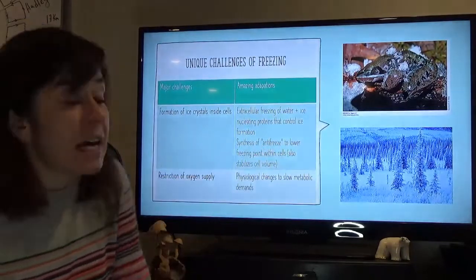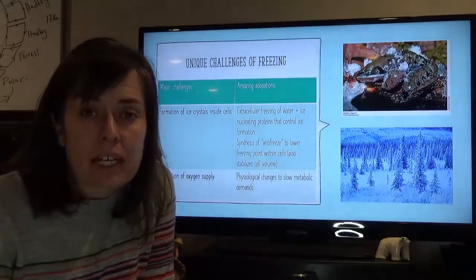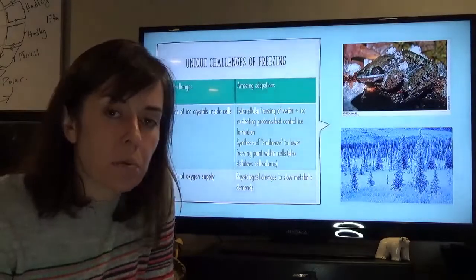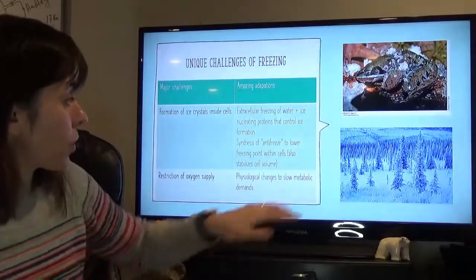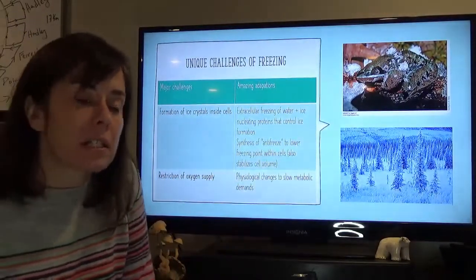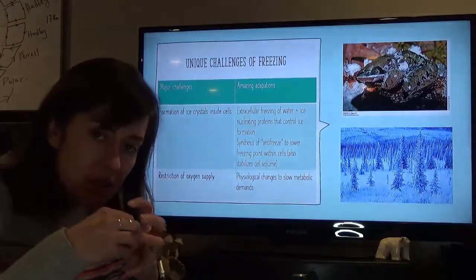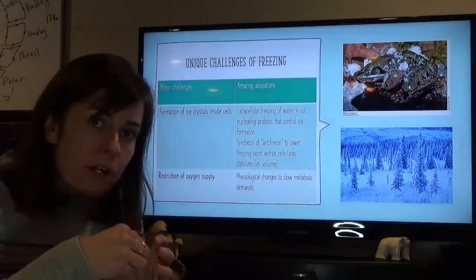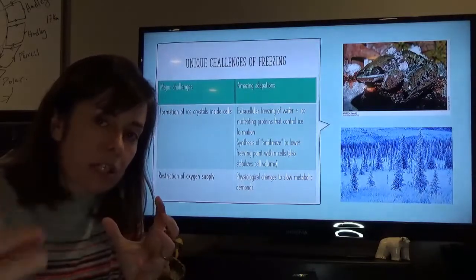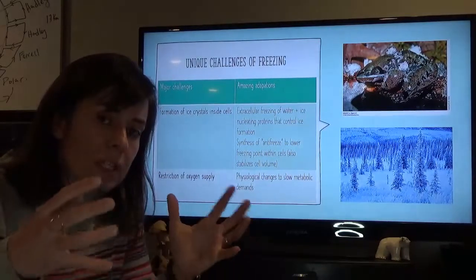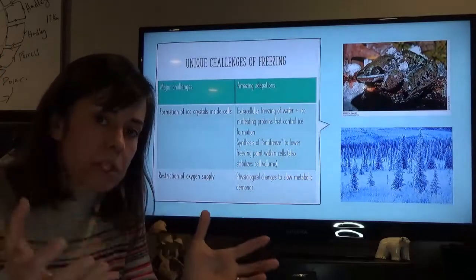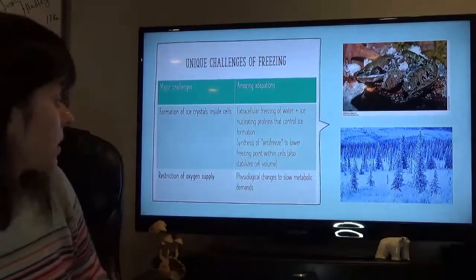Within the cell, these taxa synthesize different antifreeze compounds like glycerol to lower the freezing point within the cells. This also helps to stabilize the cell volume, so the cell doesn't just collapse because all of the water has moved out of the cell into the intercellular spaces. The production of these antifreeze compounds increases the volume of compounds in the cell.